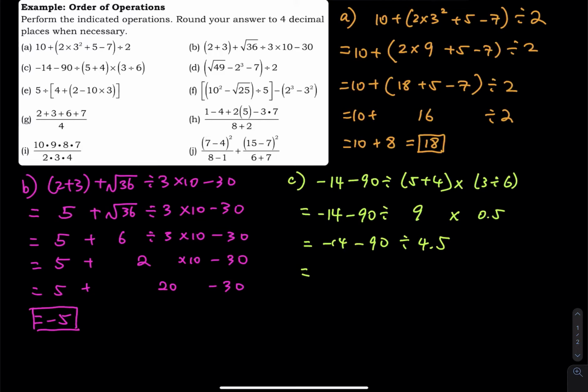So from left to right, which one should I do first? I am supposed to do a division first, right? So we have negative 90 divided by 4.5. So that is negative 14 minus 90 divided by 4.5 is 20. And then negative 14 minus 20, that is equals to negative 34.